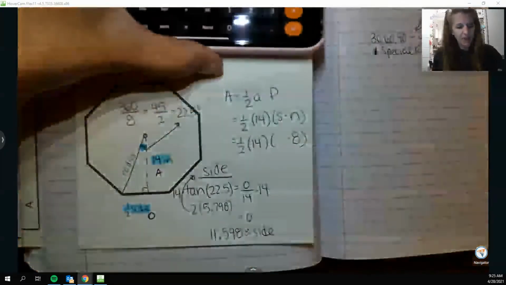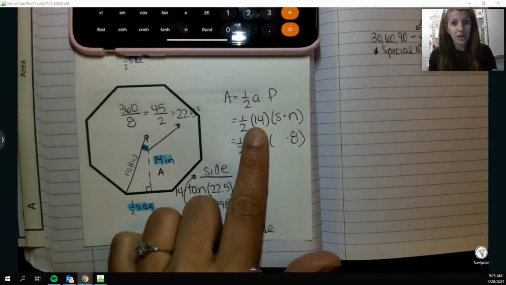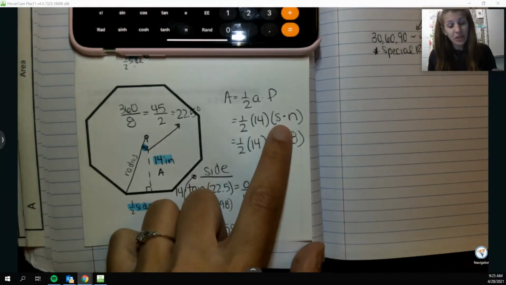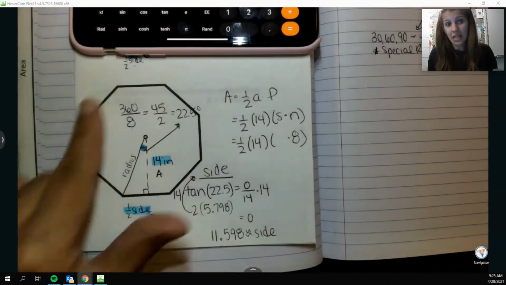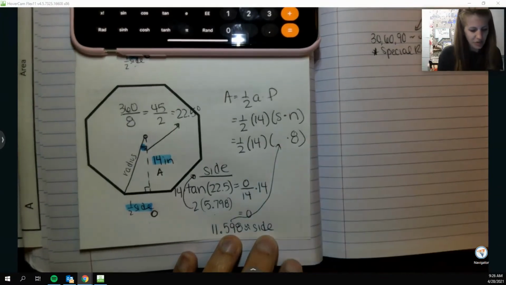So that will help me to finish finding the area here. We needed to do half apothem times perimeter. I knew my apothem was 14. Perimeter is really the side length times number of sides, which I knew there were 8 because it's an octagon. And now I have the side, so I can plug that in right there.